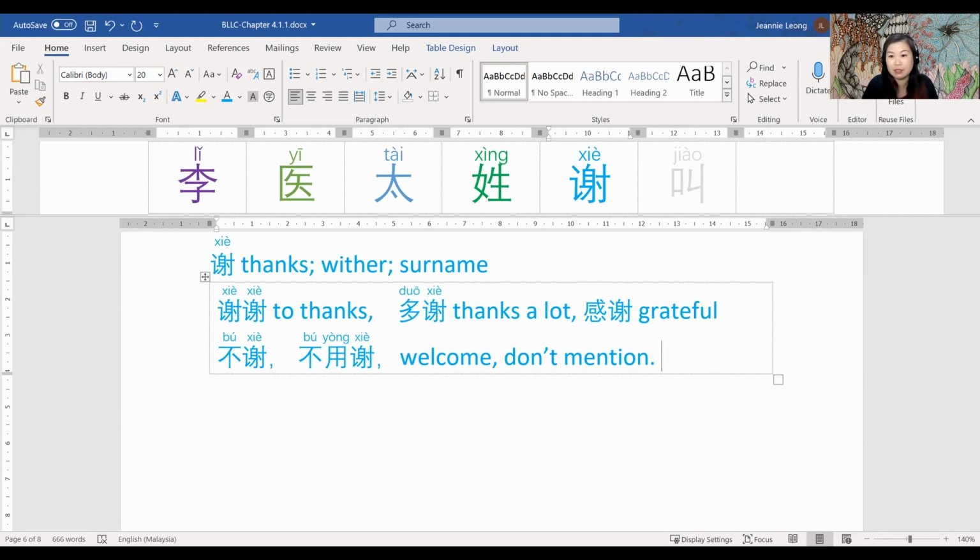Here, most of my friends, they would say 不客气. Yeah, well, I don't know how to spell it yet, so I can't write it. I know they say 不客气, but I learned it as 不谢 or 不用谢.